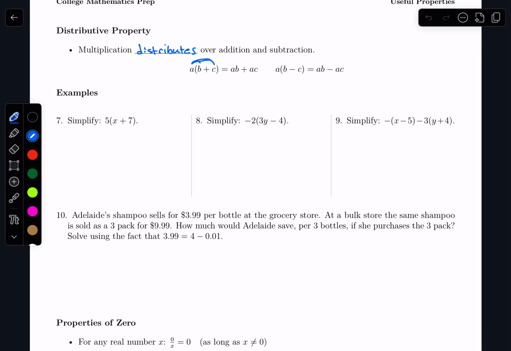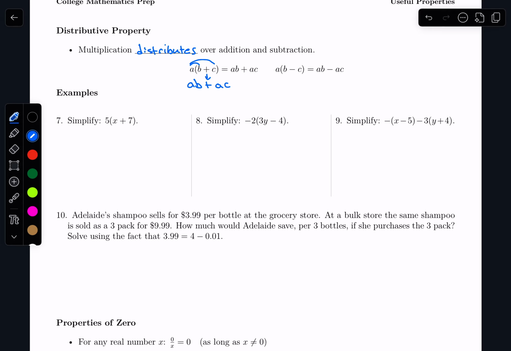So notice I drew those lines over top. Let me do it again for you here. A times B, that's AB, and then A times C, that's AC, and we keep that addition symbol in the middle. So we just drop down that addition symbol. So we can distribute the A that's in front of the parentheses to everything inside.